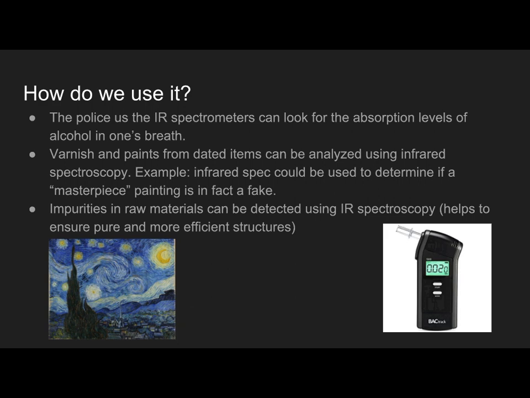So in real life, one way that we use IRs is that police use them in breathalyzers, because it can measure the rate of absorption in your breath, with alcohol and such. Another application is you can test varnish and paints on dated items, and it's interesting because you can see if a masterpiece is actually fake. And then you can test impurities in raw materials, so it helps to make pure substances and more efficient construction.